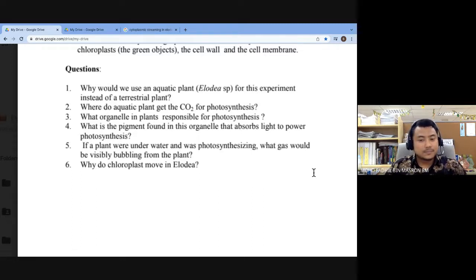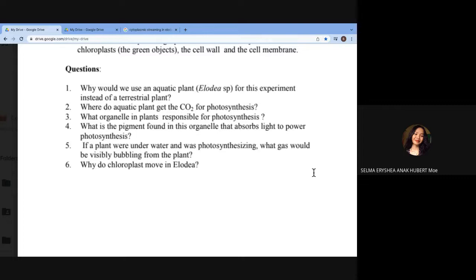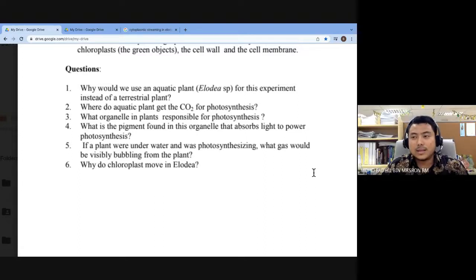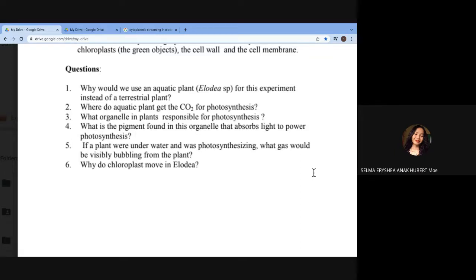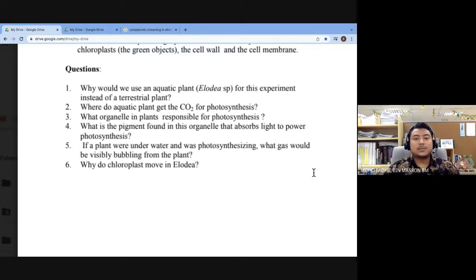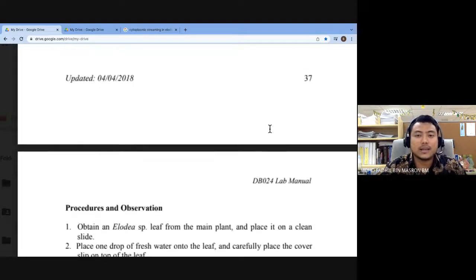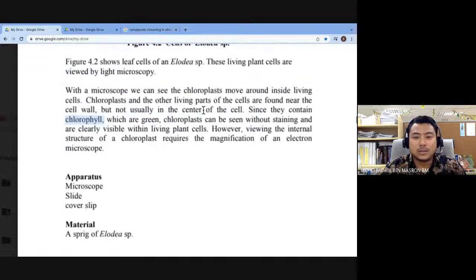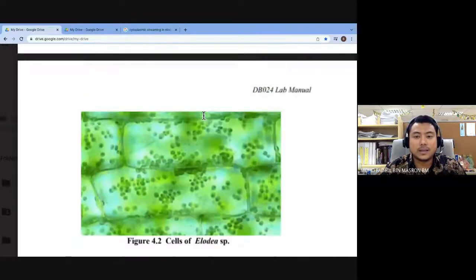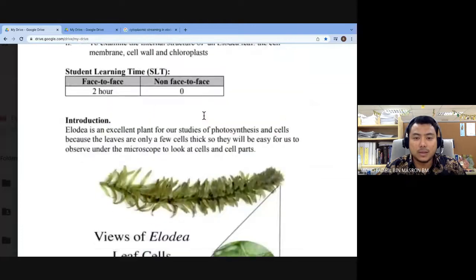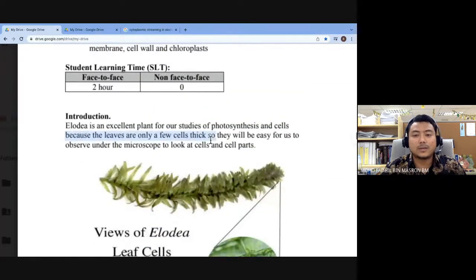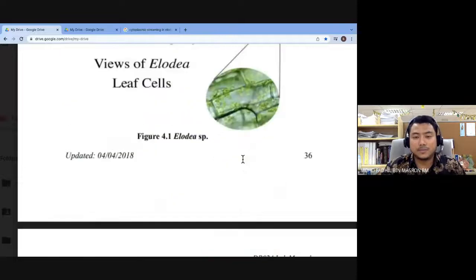Sebab daun dia nipis. You are right. Kan tadi kita dah tengok dekat introduction ni. The cell wall, ni mana tadi point dia. It is very thin. Few cells thick only. Okay. Thank you, Selma.